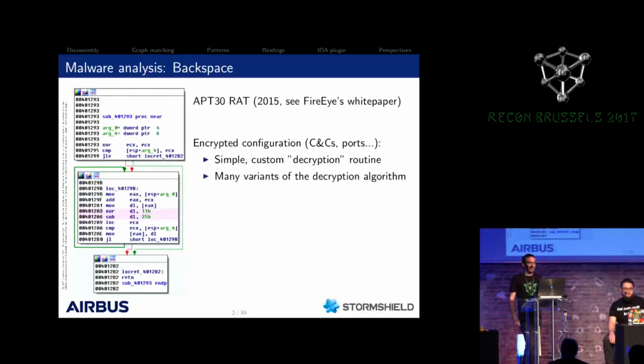What we see is that the decryption function is quite simple. It's a small routine. Here we can see it on the left. You have simply a loop with a XOR which has as argument 11, followed by a sub that has as argument 25. In the Backspace family, we find many variants of this decryption sample.